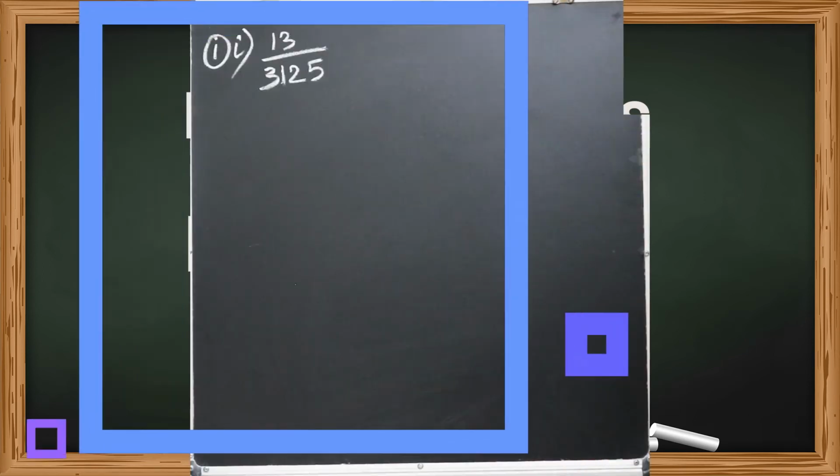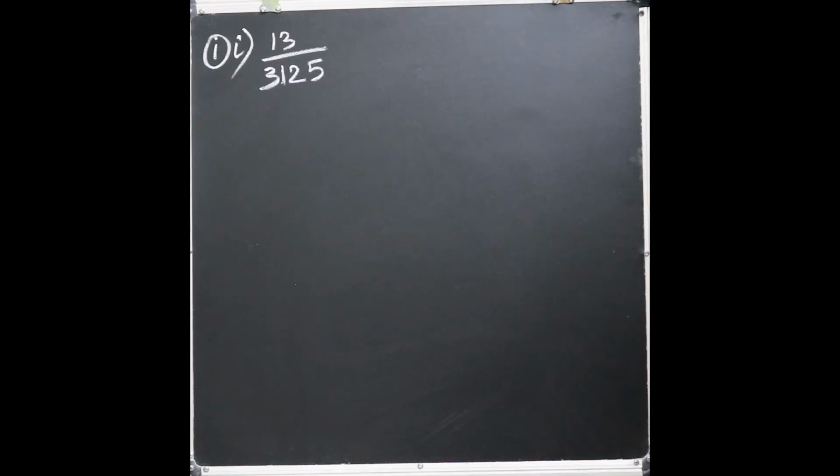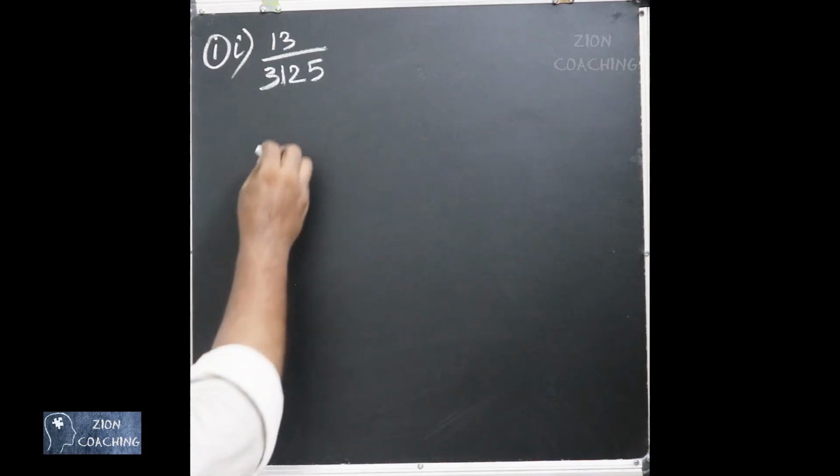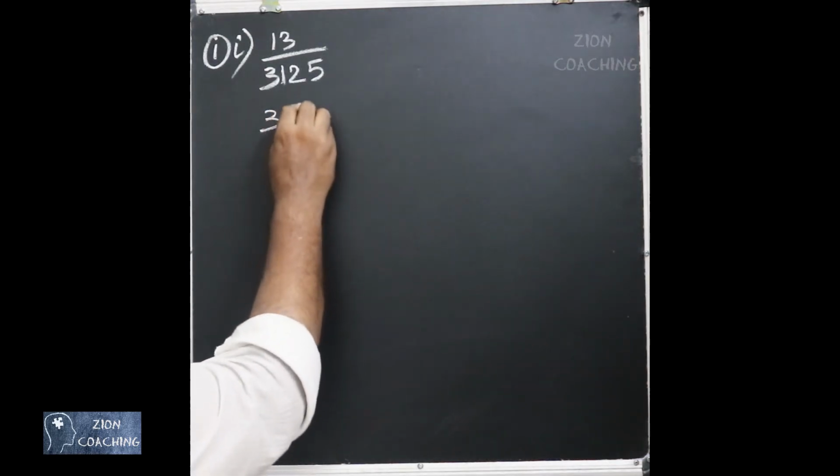We have to find whether the given rational number, 13 by 3125, will have a terminating decimal expansion or a recurring decimal expansion, without actually dividing 13 by 3125. For that, first let us prime factorize this denominator.